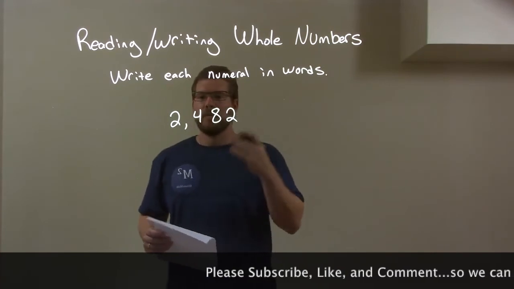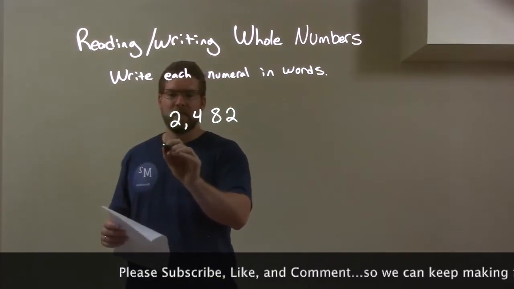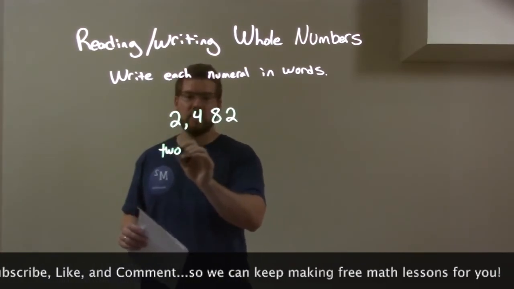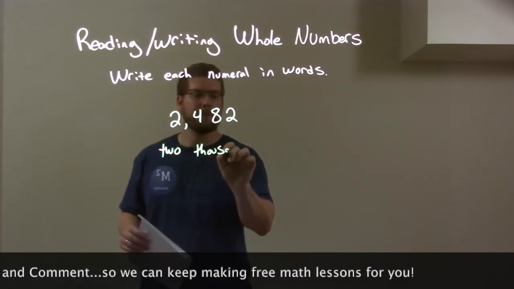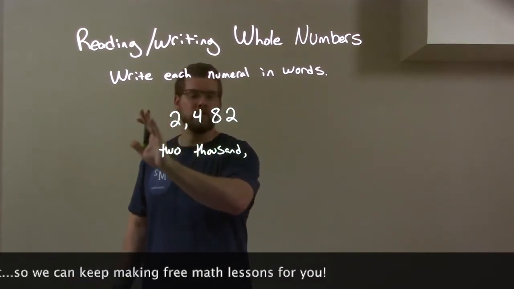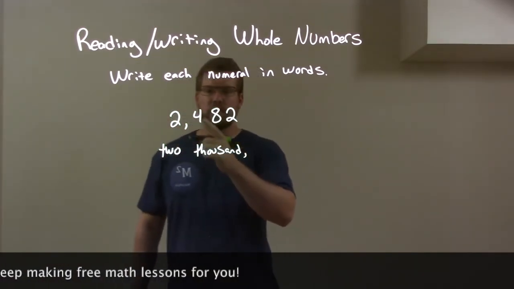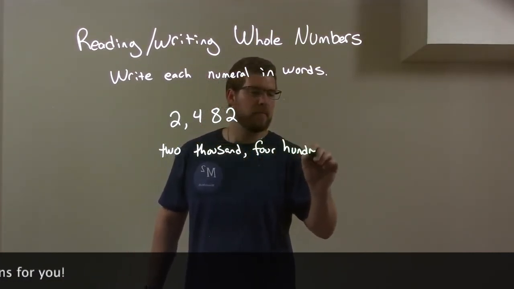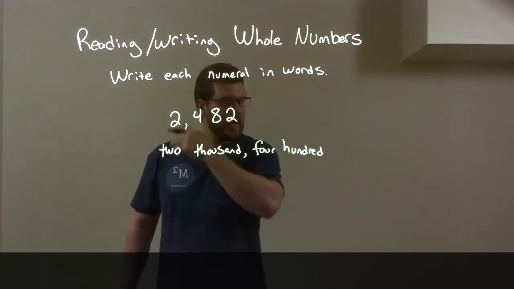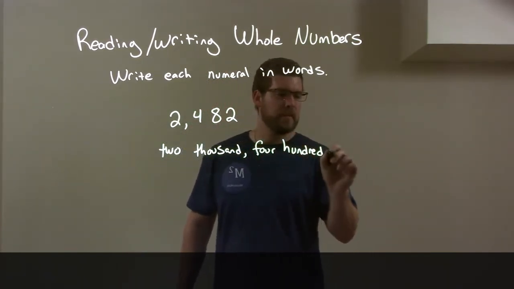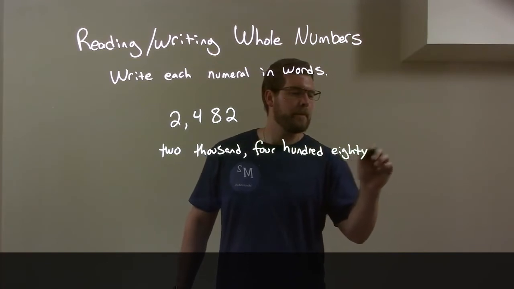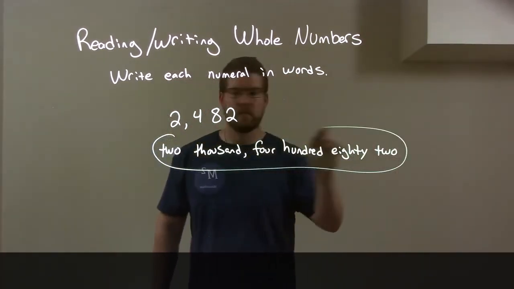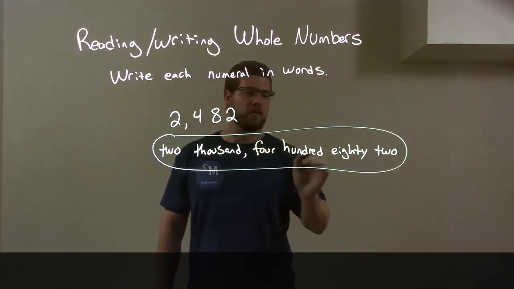2,482. So 2,482, okay? Well, so I want to first deal with just this 2. So we have a 2 here. But in the section it is in, it's the thousand, so it's 2,000. So after that, I ignore the 2 and look at 482. So 4 is a 400. Now, the 82 we write as 82, right? So 482. And now we're done. We have our answer. 2,482.